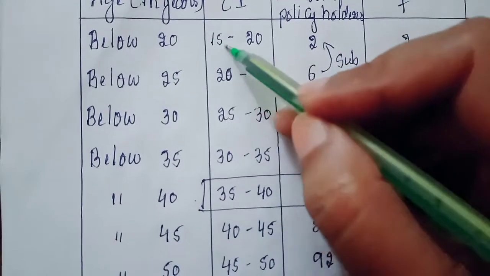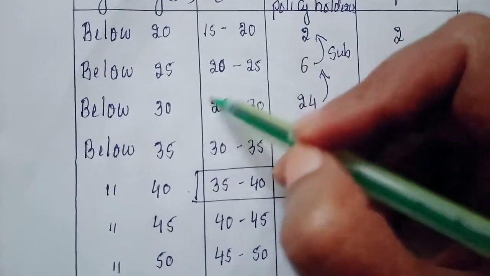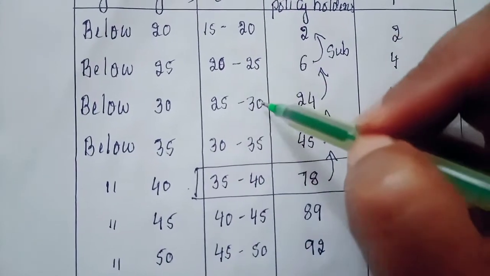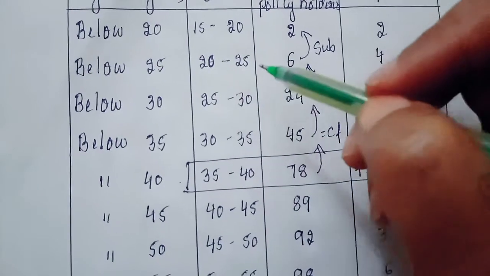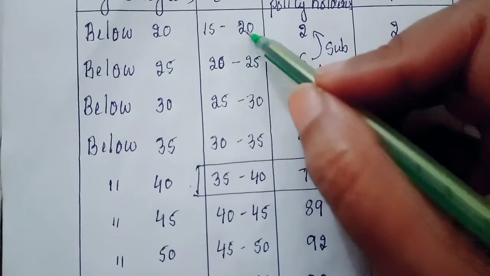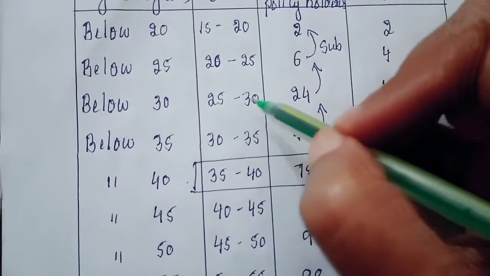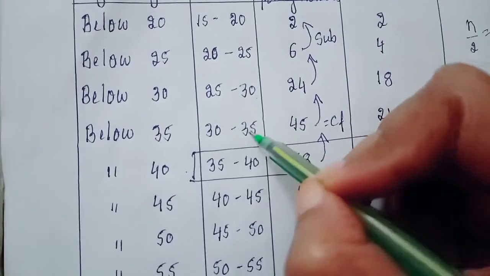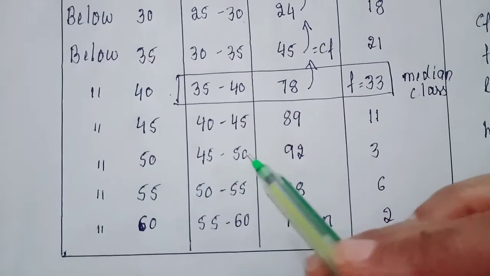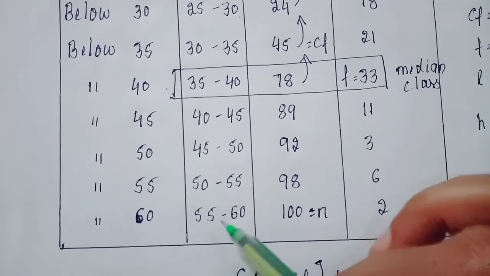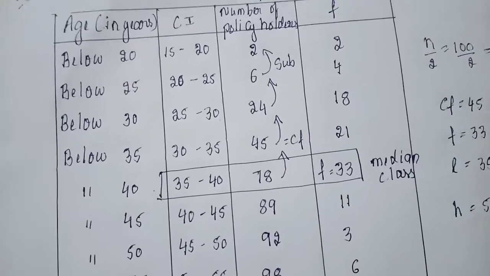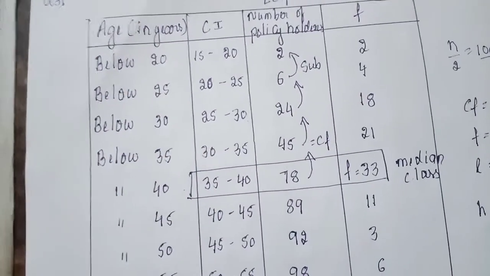I got the first lower limit. Now, as you know, the remaining will be repeated. 25 minus 5 is 20, 30 minus 5 is 25. Instead of doing subtraction again and again, once you get the first class interval, you can easily write 20 to 25, 25 to 30, 30 to 35, 35 to 40, 40 to 45, 45 to 50, 50 to 55, 55 to 60. And we got the data completed, which we call class intervals.